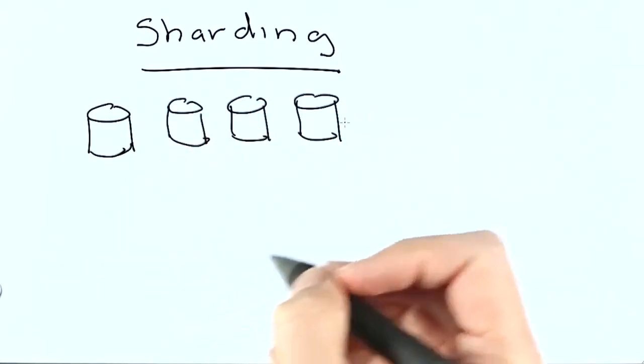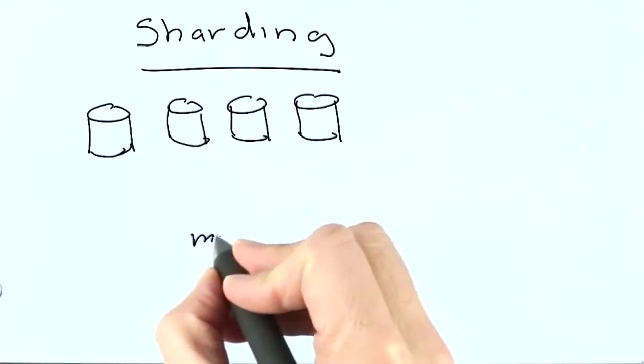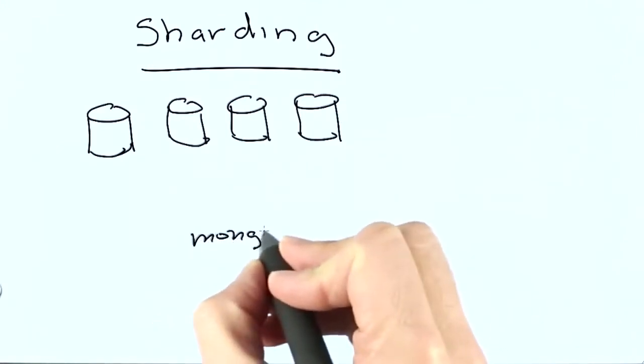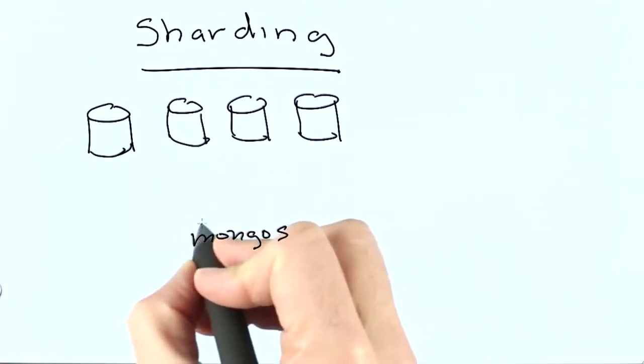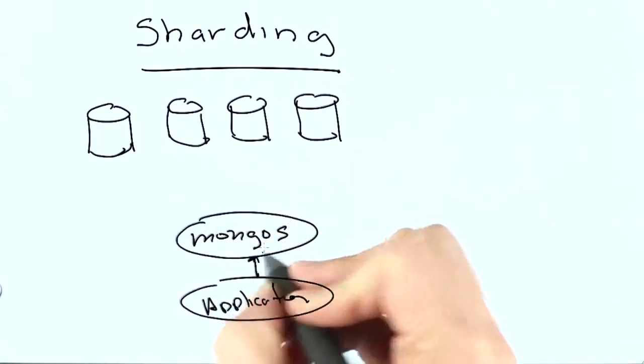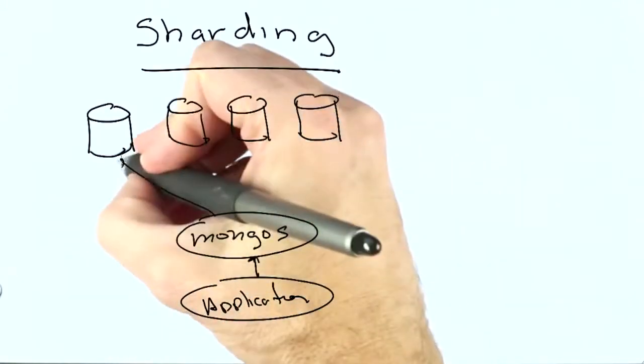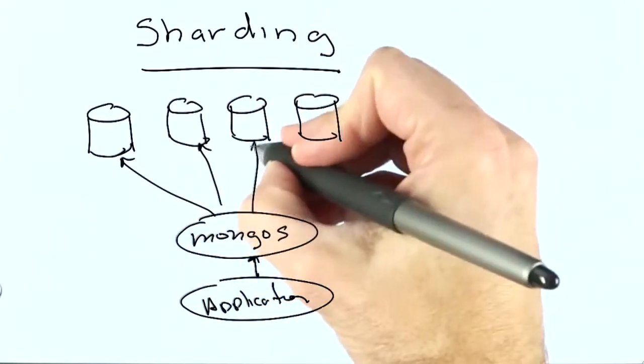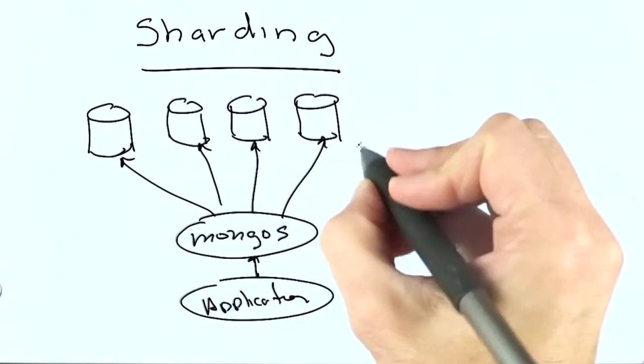When you shard, you deploy multiple MongoD servers. And in the front, you have a Mongo S, which is a router. Your application talks to Mongo S, which then talks to the various servers, the MongoDs.